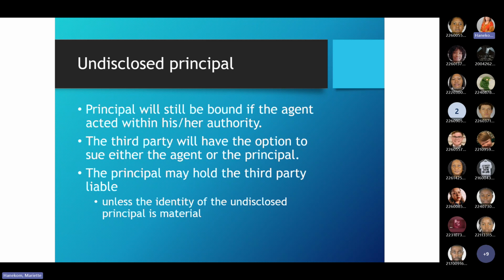If you find out that in fact Jane did not buy the car for herself, she bought it for me, you have the choice. The contract remains binding and valid, but you have the choice who to collect your money from, either from me or from Jane. So by not telling you she's buying it for me, she exposed herself to potential liability. That's essentially what it comes down to.